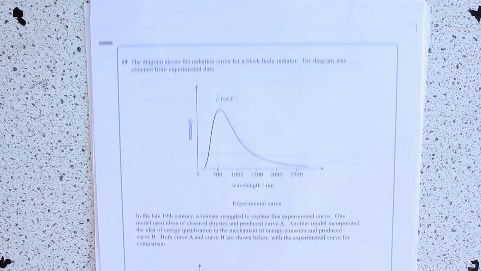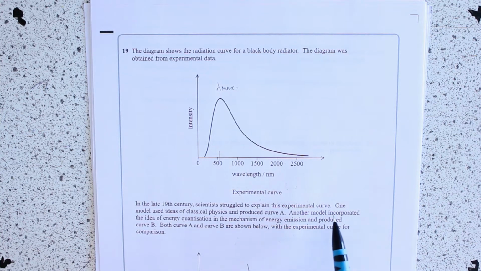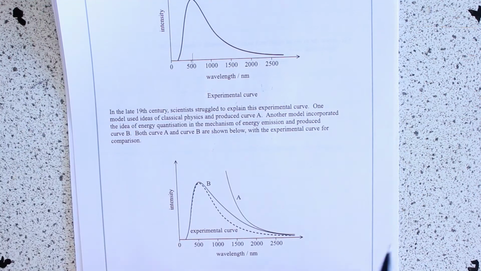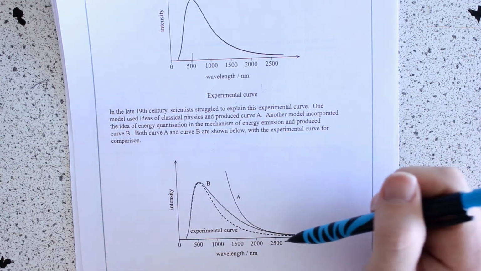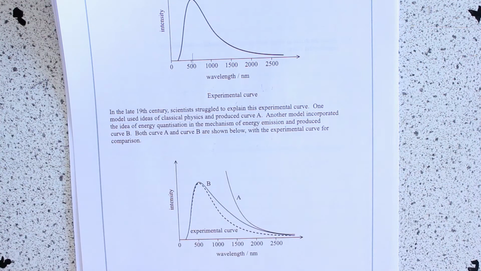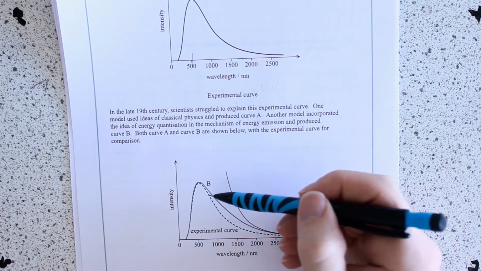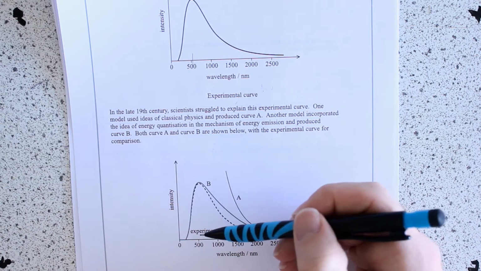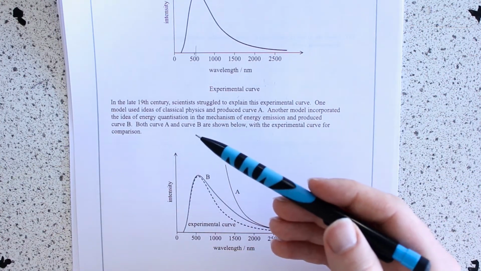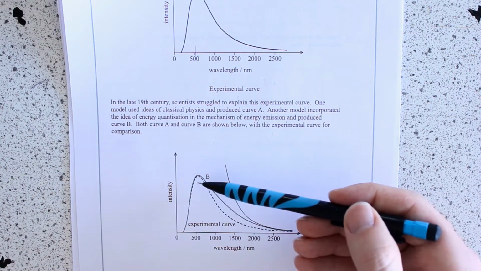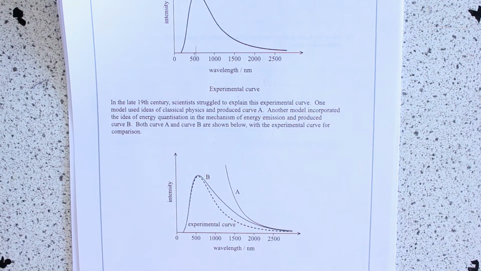In the 19th century, scientists struggled to explain this experimental curve. Okay, one model uses classical physics and produced curve A. So this is this point here. And there's an issue here because you don't see this. Okay, we call this the ultraviolet catastrophe. Here it is here. There's a certain point where suddenly what you expect to happen doesn't happen. The energy still increases, but the frequency doesn't increase for these black body radiators. So what's going on here?